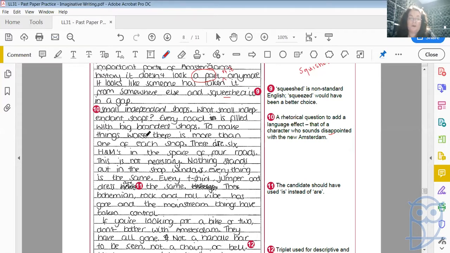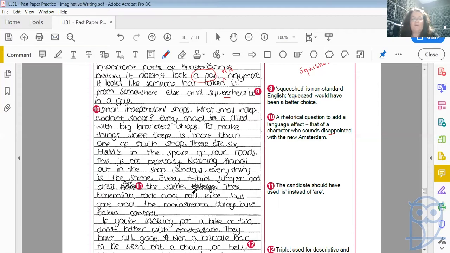To make things worse, there is more than one of each shop. There are six H&Ms in the space of four roads. This is not necessary. Nothing stands out in the shop windows. Everything is the same. Every t-shirt, jumper, and dress are the same. Okay, so the candidate should have used is instead of are, because it's every t-shirt is the same, every jumper is the same, every dress is the same.